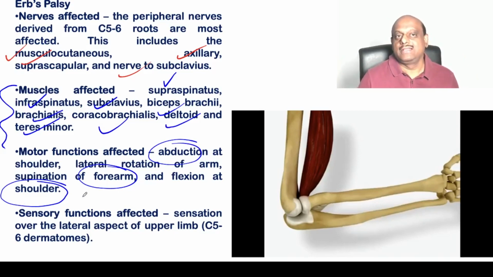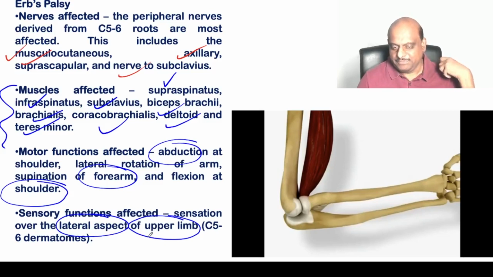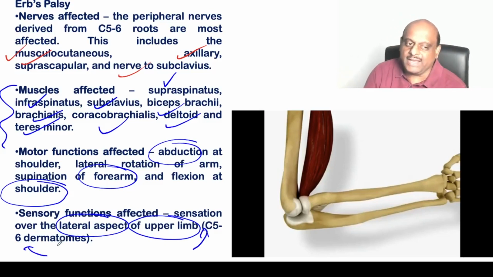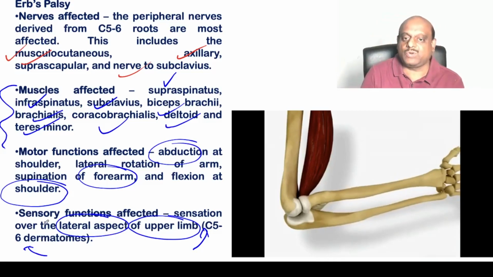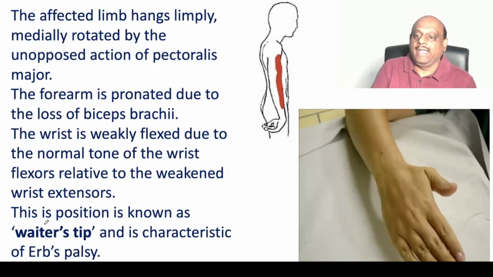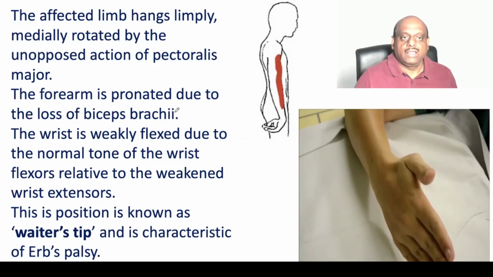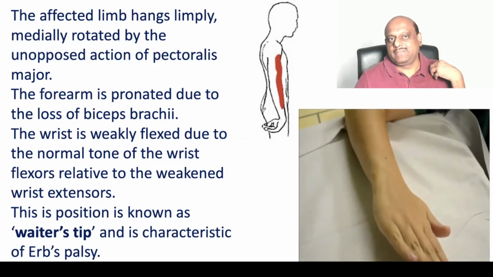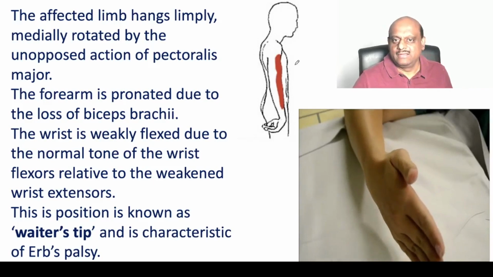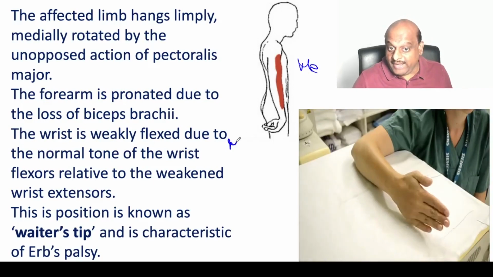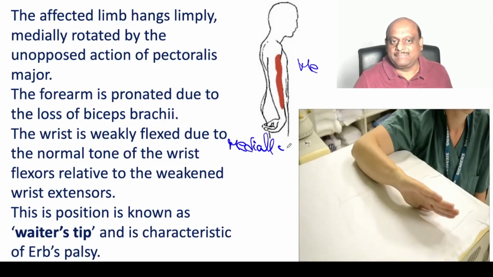And because axillary is the one which supplies the sensation along the lateral aspect of the upper limb, that is the reason C5, C6 dermatomes are involved in Erb's palsy, and there is a loss along the lateral aspect of the upper limb, is what you need to remember. And if you look at the affected limb, it will be hanging to the side, medially rotated. That's what you need to remember.